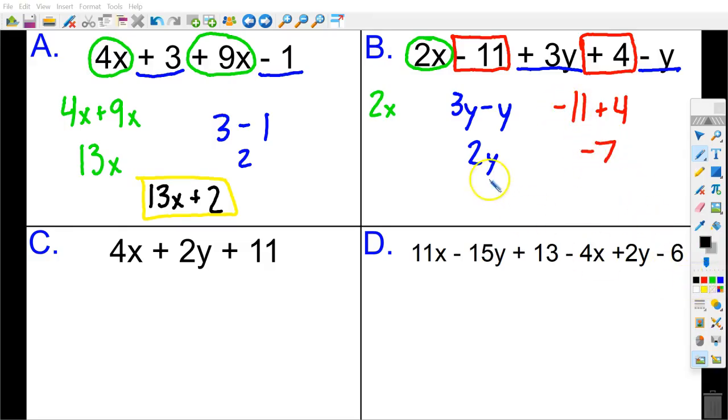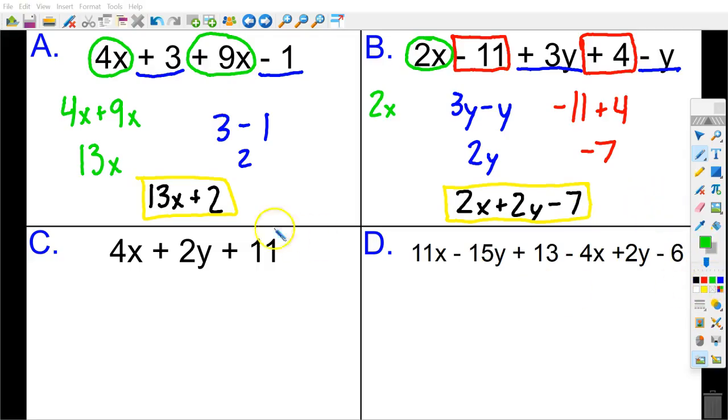Now let's write our expression. 2x plus 2y minus 7. Okay? Let's try and make a nice little rectangle, nice little box around this. Boom, that's looking good. Looking good if I do say so myself.